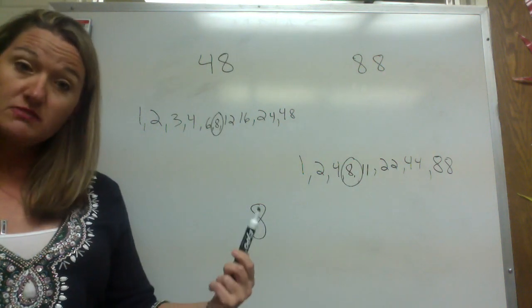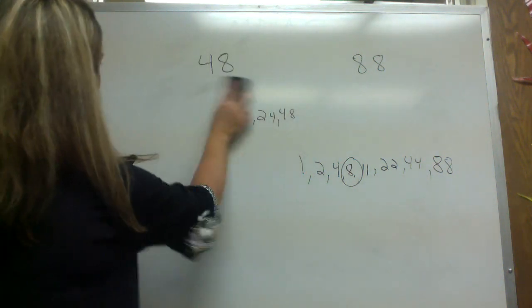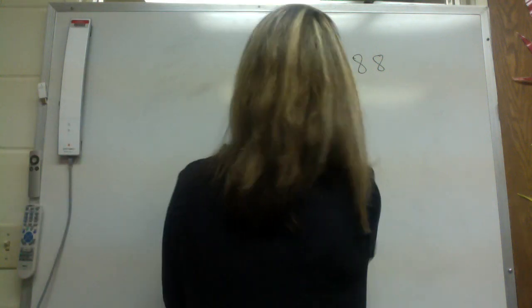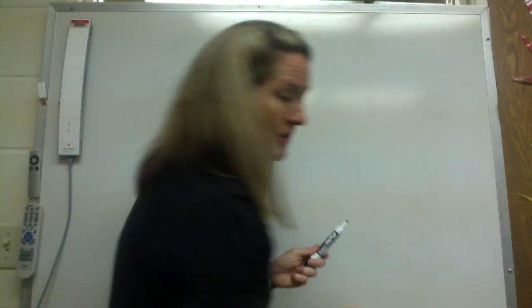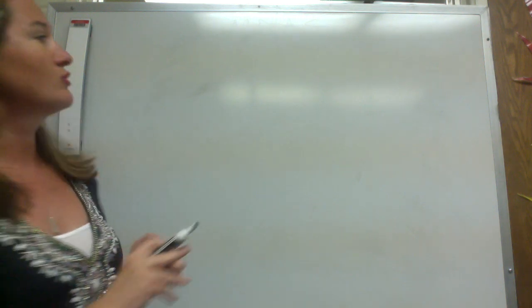Okay, so that's making a list to help you find the greatest common factor. Now I'm going to show you the second method, which is what they call a division ladder. I'm just pulling these from the book. Let's do 54 and 84.